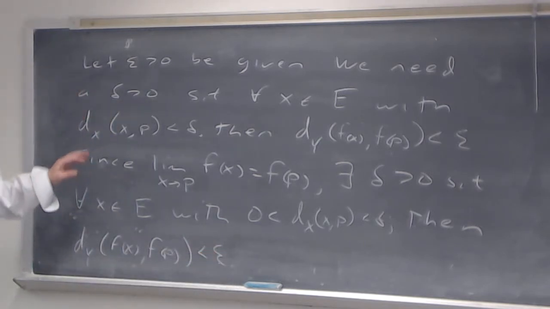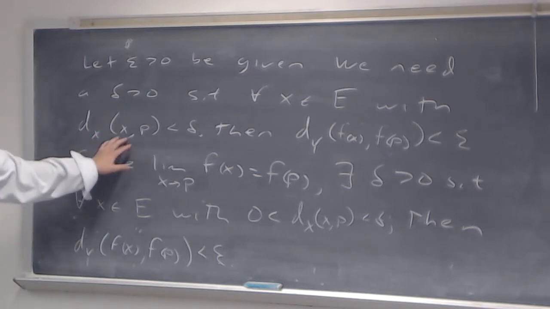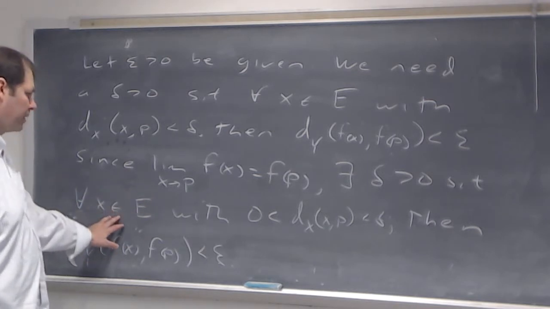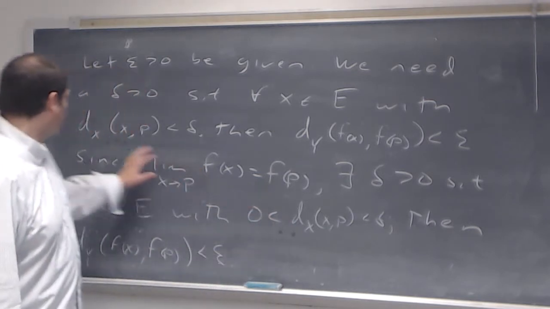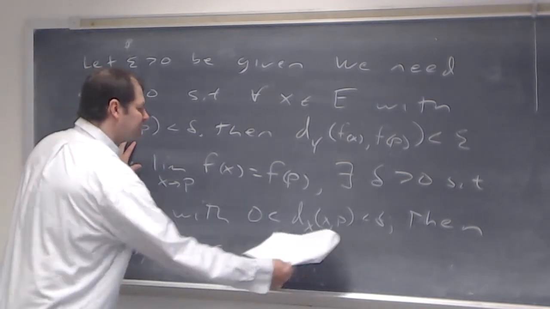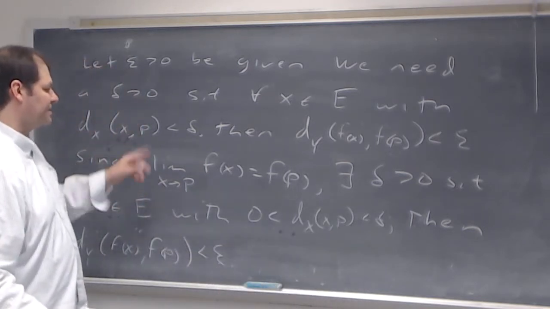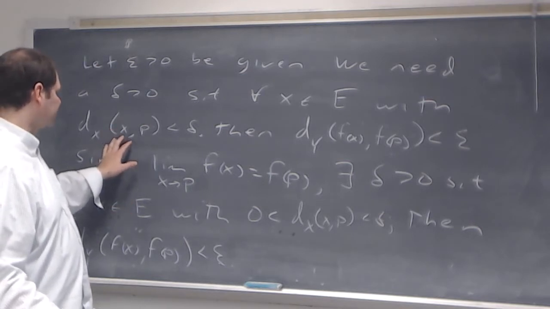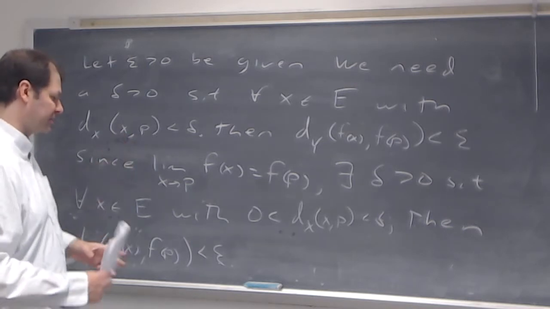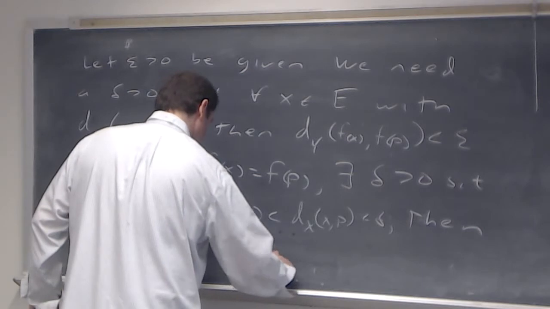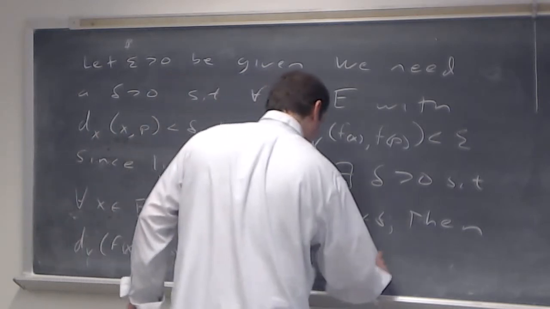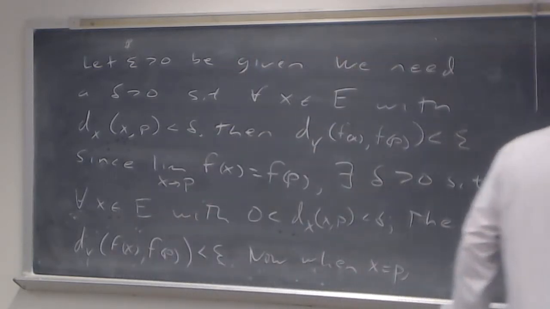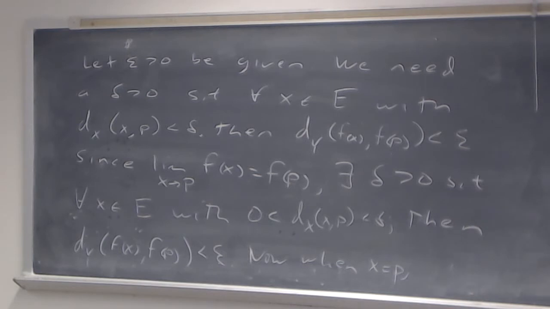So look, we want that for every x such that this happens, then this is the result. What we've got is for every x such that this happens. Well, these two quantities include all the same x's except possibly one. The one x that's not included is when x is equal to P, and we need it to work there too. Now, when x equals P, what is the distance in Y between f of x and f of P in this case?